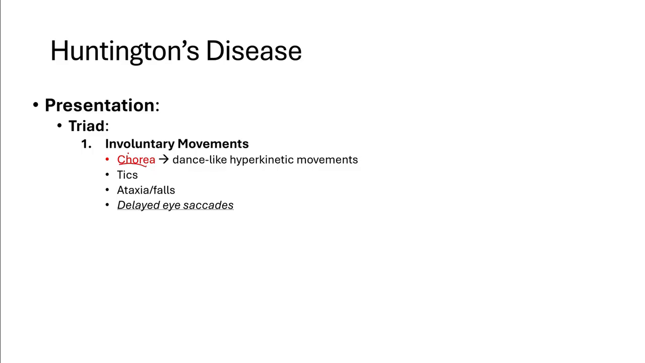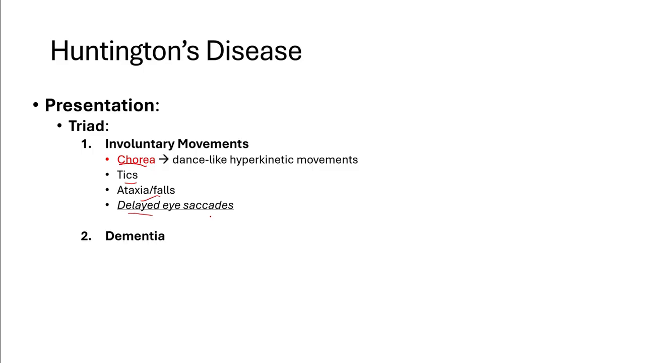If you have your hand down to your side or your arm down to your side, and just think about it all of a sudden just kind of reaching out in front of you, like trying to grab something that's not there. That's very choreic-like. Sometimes they might wring their hands, and that's also chorea-like. It's called wing tremor. You may also see tics, ataxia, or falls due to these involuntary movements, and you may also have delayed eye saccades. Huntington's disease will also cause very, very early onset dementia.